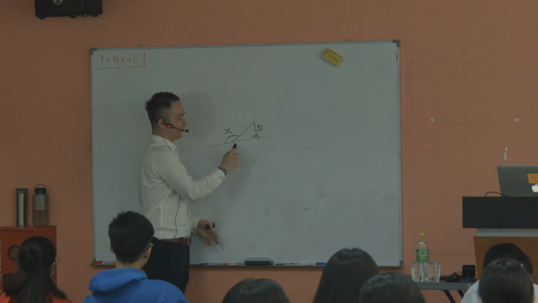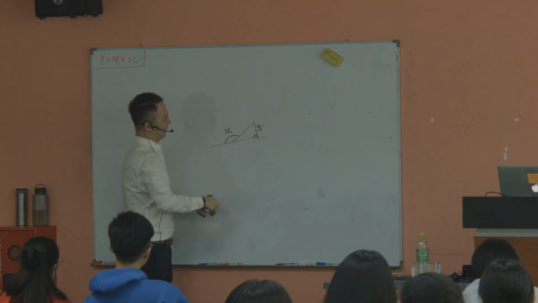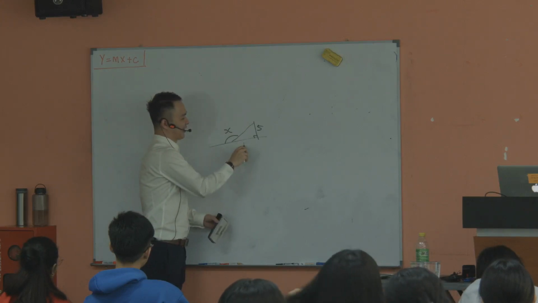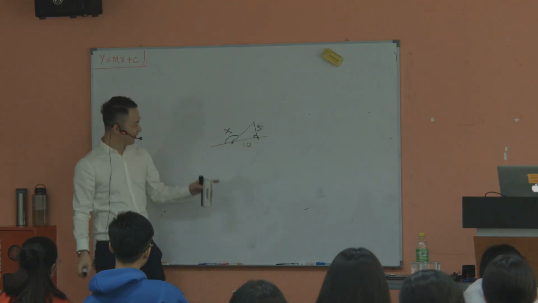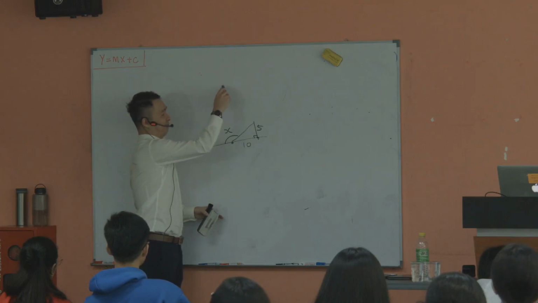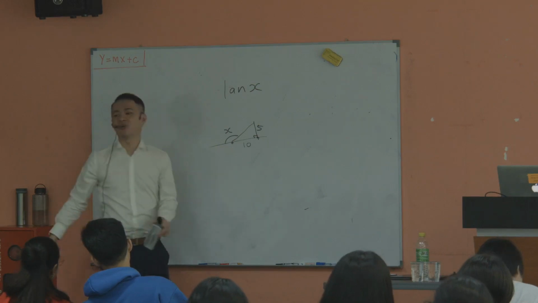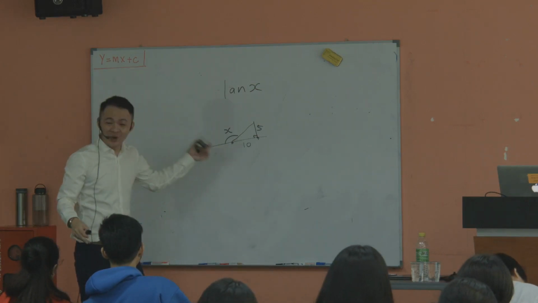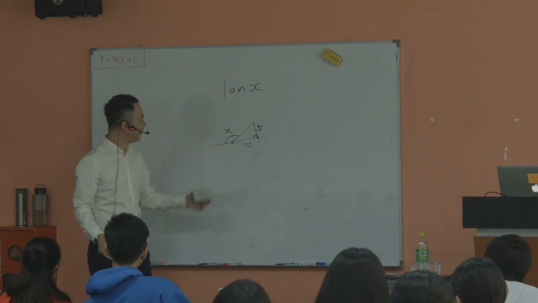And I give you this length also. This one is 10, from here to here is 10. I ask you to find tangent x. This is what always happens in your paper 1. If you go through paper 1 questions, all the questions are like that.